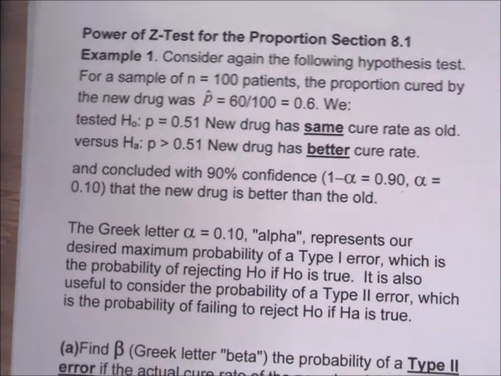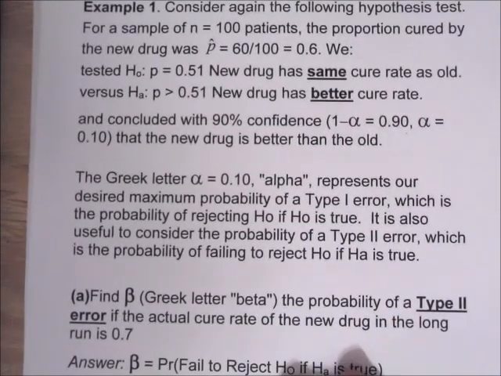old. The Greek letter alpha represents our desired maximum probability of a type 1 error, which is the probability of rejecting H naught if H naught is true. It is also useful to consider the probability of a type 2 error, which is the probability of failing to reject H naught if HA is true.